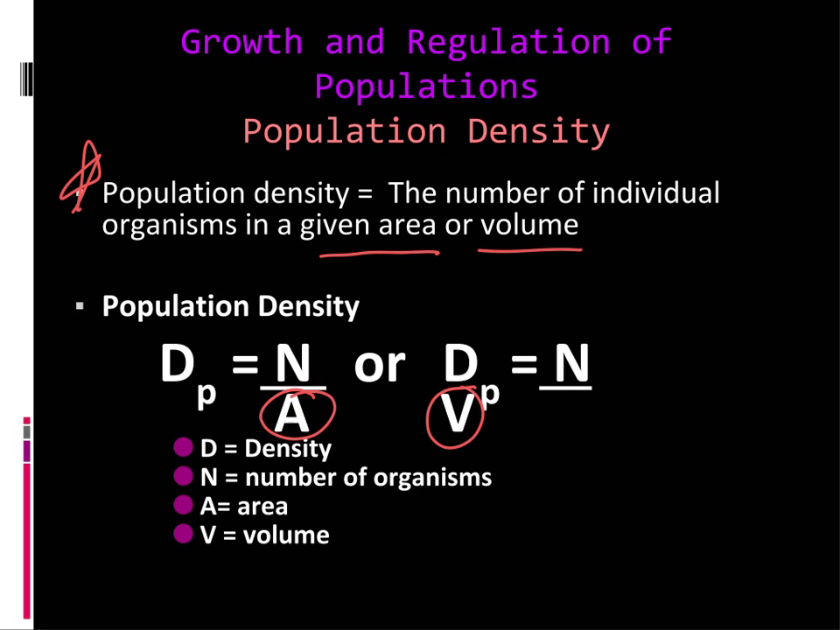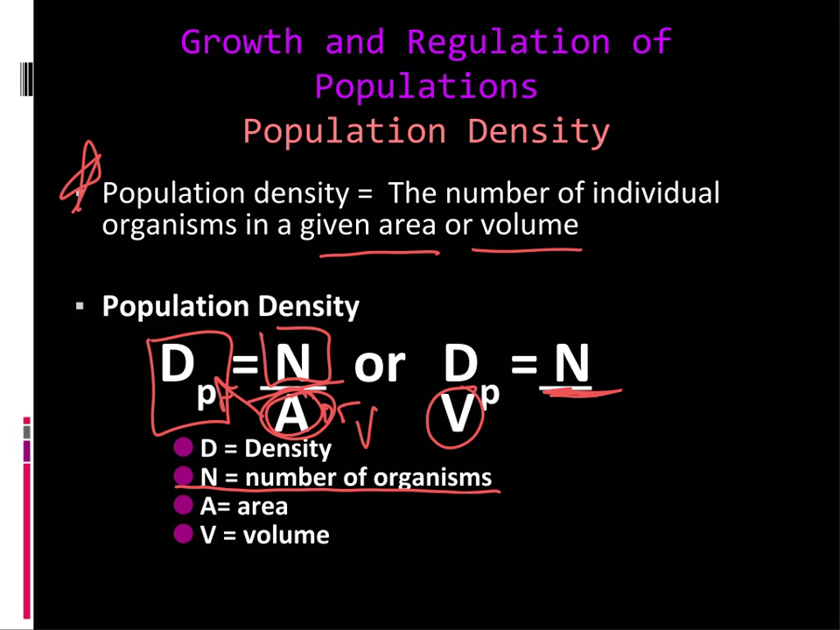When we look at the formula here, we have population density, so D_P equals N. N is our number of individuals or number of organisms divided by A, or this could be V in this example. And if you want to calculate the number of individuals, manipulate your formula. You have to take A, or V, to the other side of your formula, and you would get number of individuals equals density times the area or volume.